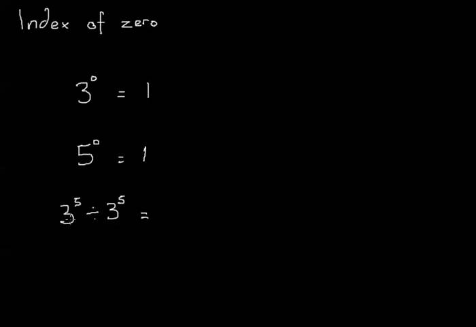So we've got 3, by following the last video, when you divide 2 powers with the same base, so we've got the same base here of 5, because when you divide 2 powers with the same base, we minus the powers. So 5 minus 5 is equal to 3 to the power of 0. And 3 to the power of 0 gives us an answer of 1.